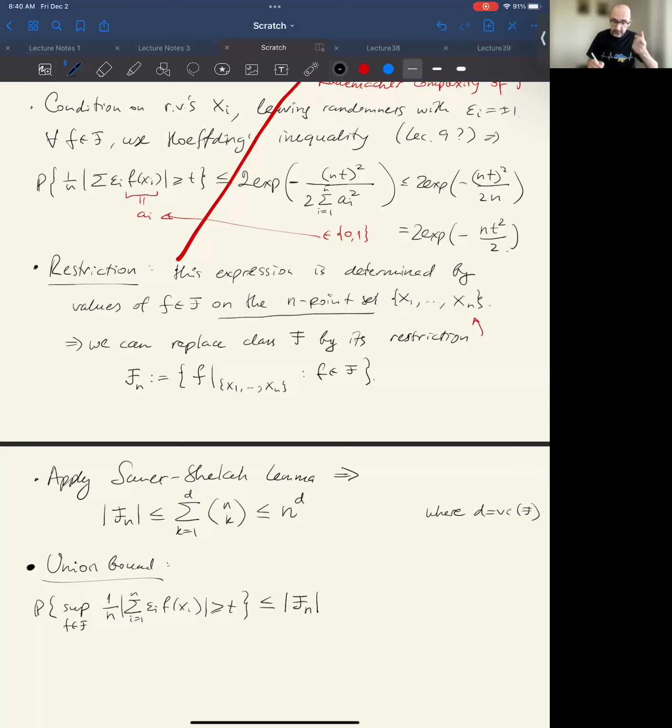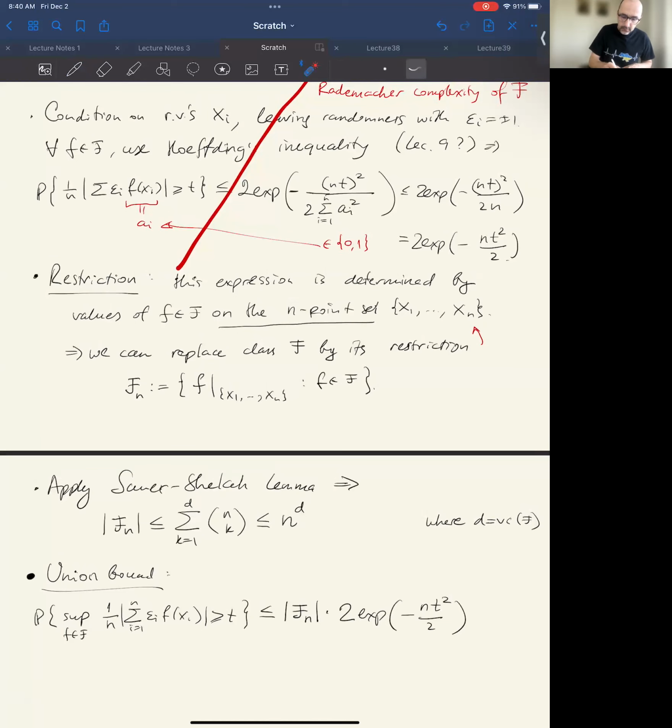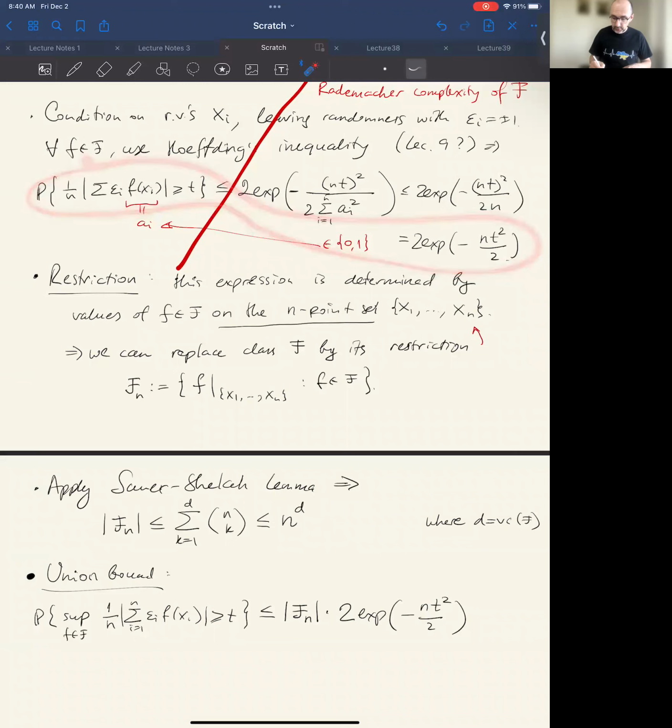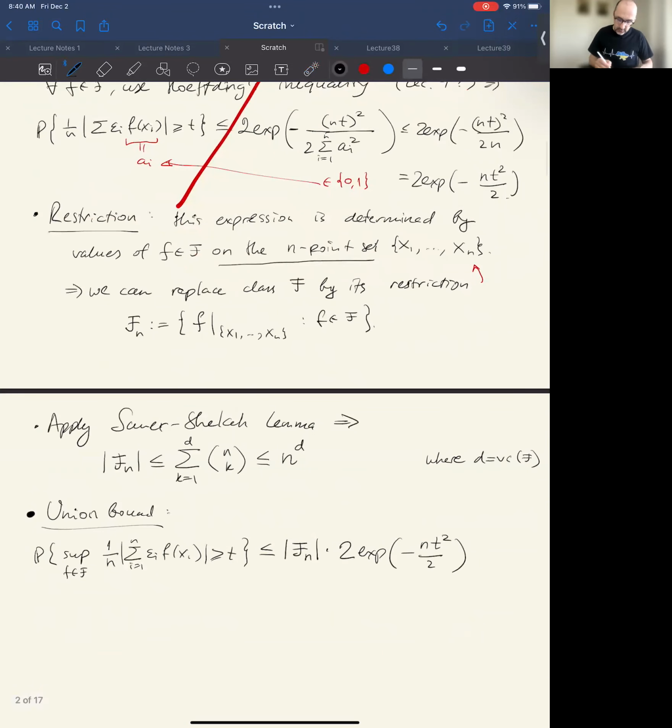So it's smaller than this many terms times the probability for one. And probability for one is 2 exp of minus nt squared over 2. Good. So we take this bound and make a union bound over it. We pay the cardinality of Fn. Wonderful, we know what the cardinality is, n to the d times a constant. Let me do it simpler. It is less than n to the d, and we bring this inside the exponent, so it's d log n minus nt squared over 2.